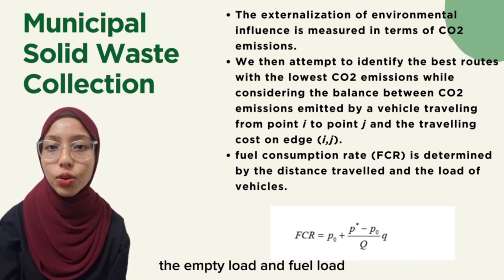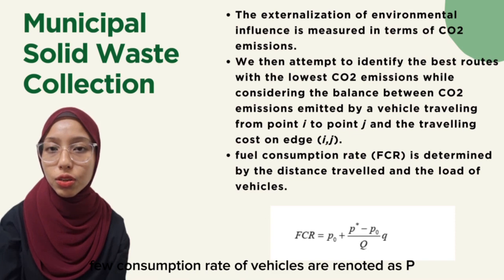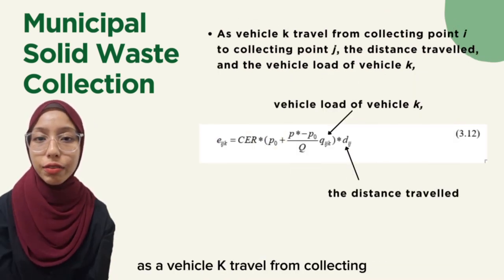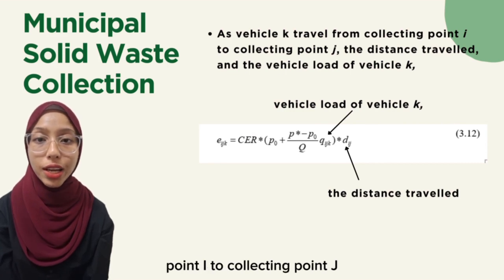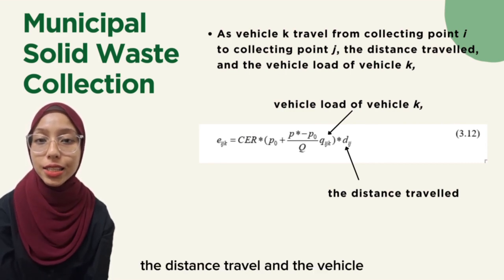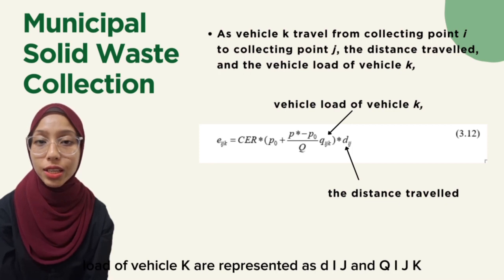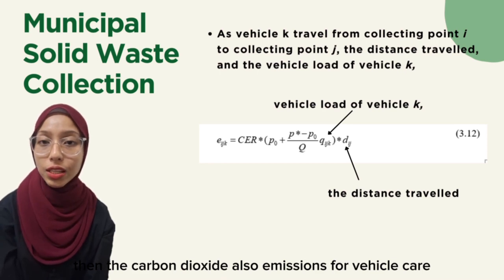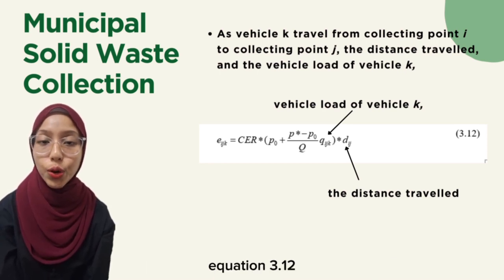To calculate FCR, a linear expression between fuel consumption and weight of vehicles is adapted and integrated into the model. The empty load and fuel consumption rate of vehicles are denoted as P0 and P* respectively. As a vehicle K travels from collecting point I to collecting point J, the distance travelled and the vehicle load of vehicle K are represented as Dij and Qijk respectively. Then the carbon dioxide emissions for vehicle K are represented as equation 3.12.